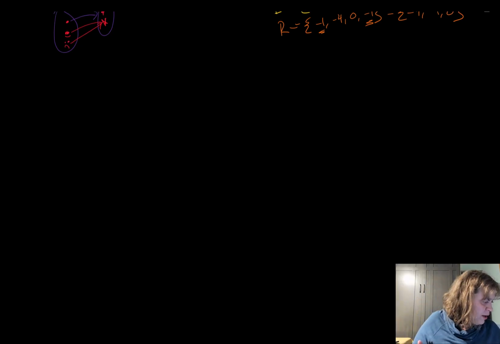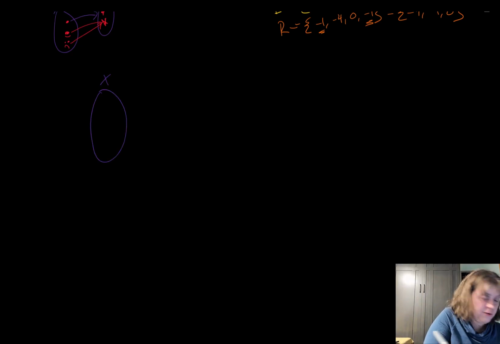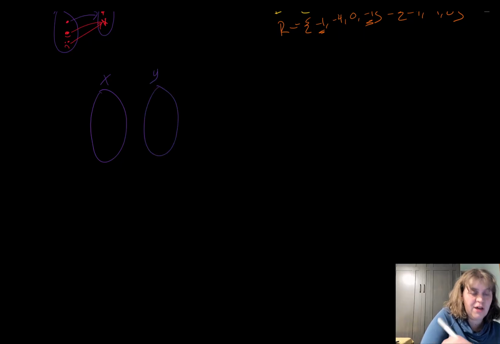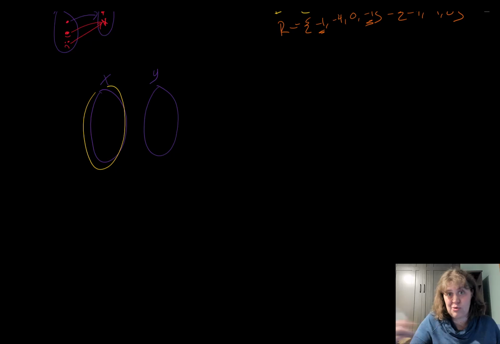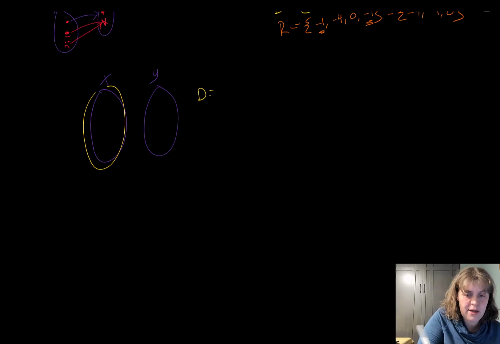Okay, moving on. We've got our next one. We've got the nice little swoopy of our X values, and then our swoopy of our Y values. I love it when it's set up like this because this whole thing is just my domain and I can just write the numbers down. So the domain in this case is -2, -1, 0, 1, and 2.